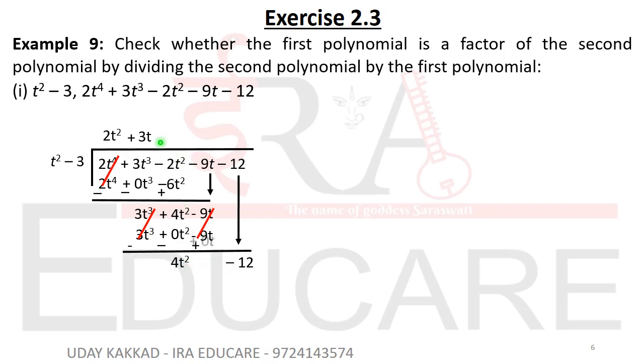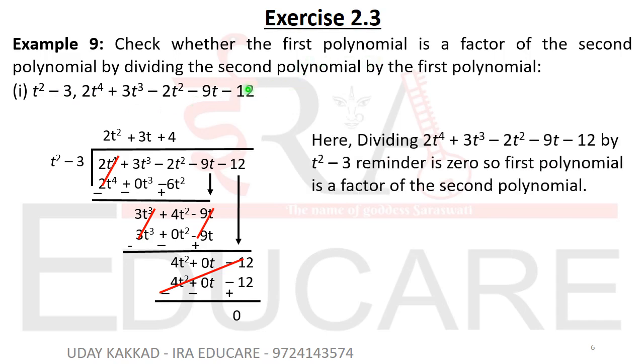So here you multiply just 4, right? So you got 4t square, 0t as it is, and minus 12. So here you got a remainder 0. So you can say that this is the factor of this polynomial. So the first polynomial is the factor of second polynomial.